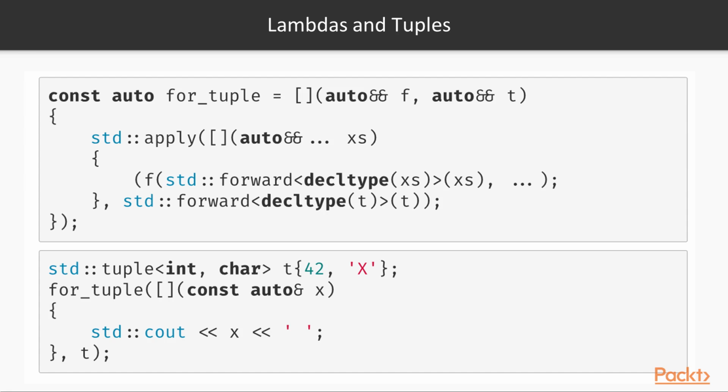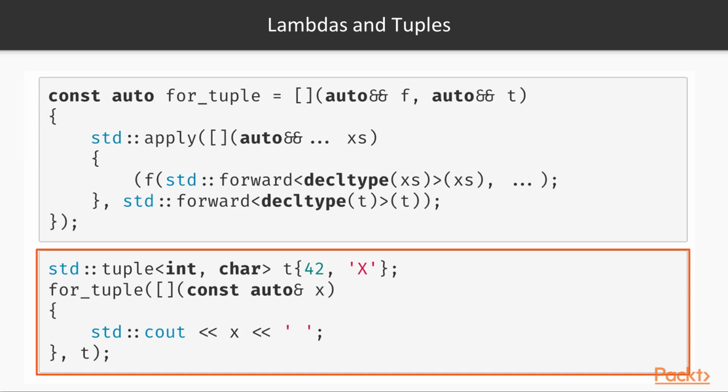We can generalize this again by using lambdas. We can create this construct called forTuple that takes a function and a tuple and calls std::apply for us by providing a variadic lambda which takes all the elements inside the tuple, forwarded here to std::apply, and then again uses another C++17 fold expression to invoke f on every single element of the tuple, perfectly forwarded.